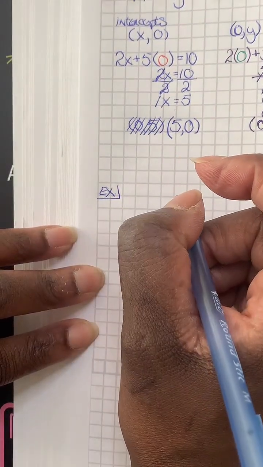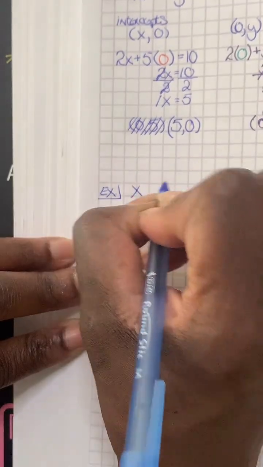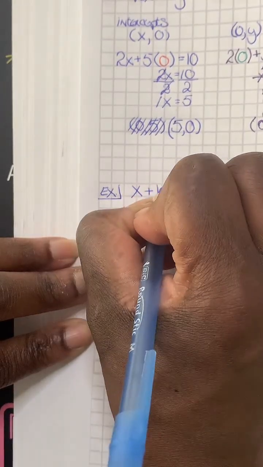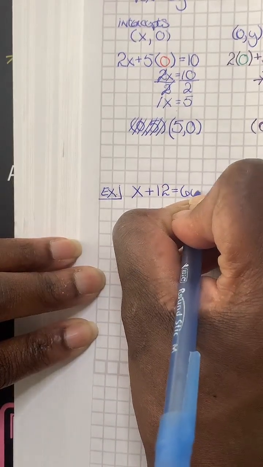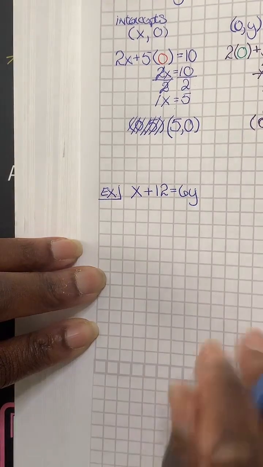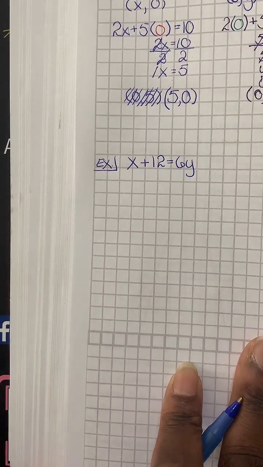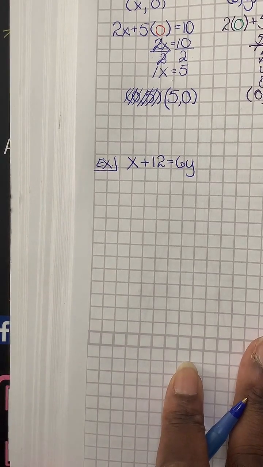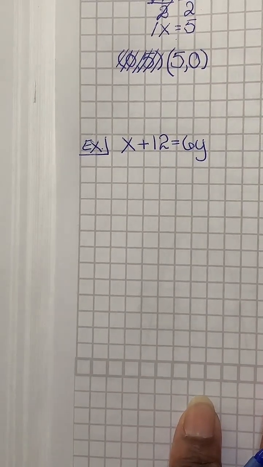All right, so we did that one. Let's do this. So x plus 12 is equal to 6y. I have to do it like this. Okay. I'll see if I can zoom in just a hair.